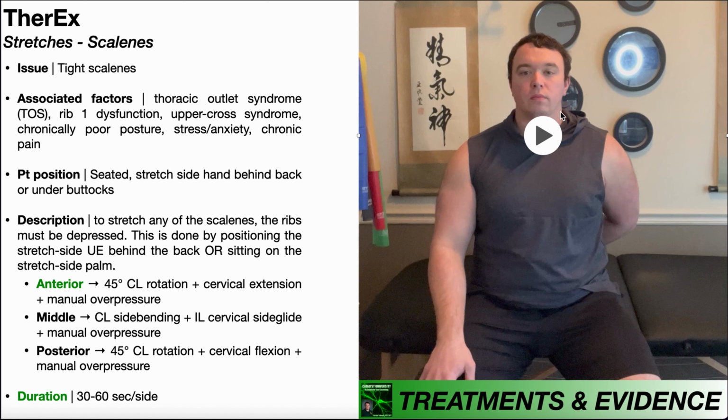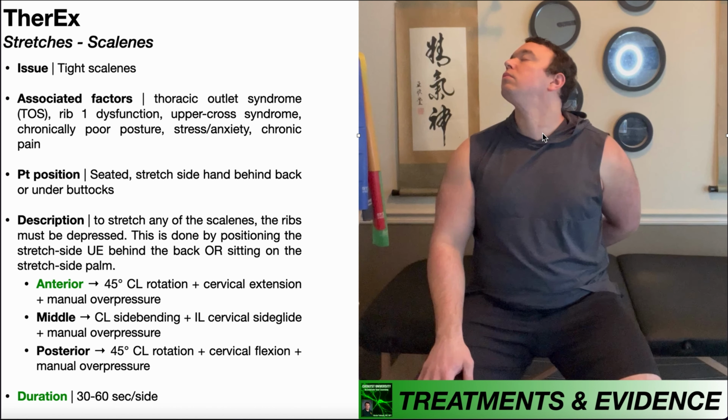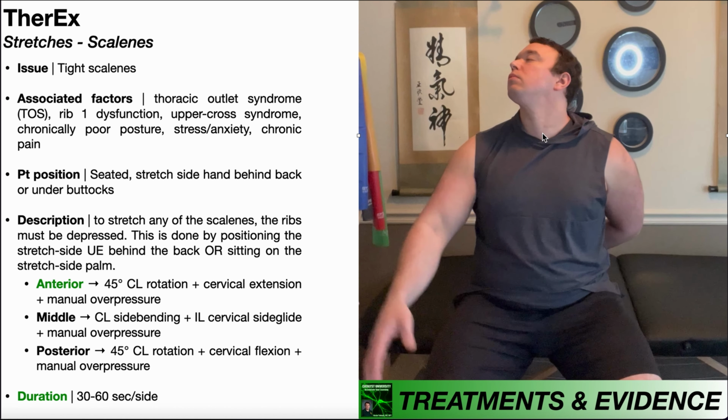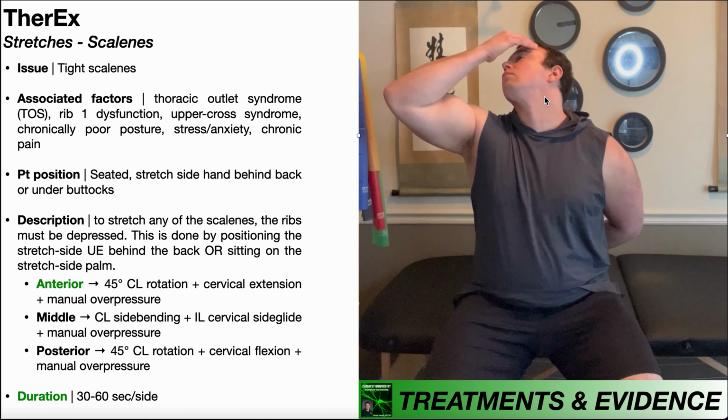We'll begin by looking at a stretch of the left anterior scalene. To stretch the anterior scalene, we're going to position the neck in 45 degrees of contralateral rotation, add some cervical extension, and also apply some manual overpressure with the free hand. And you should feel the stretch in the anterolateral neck about right here.